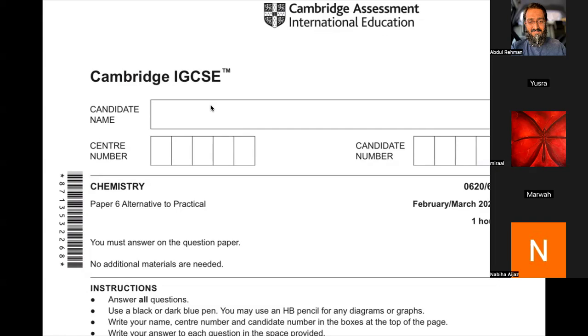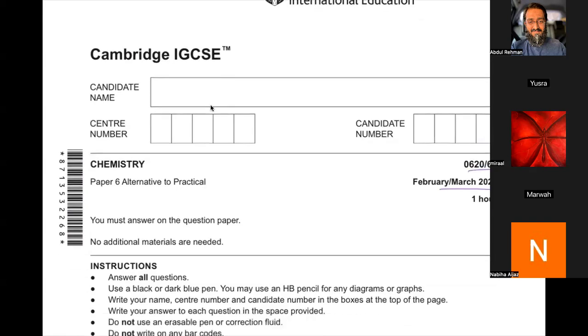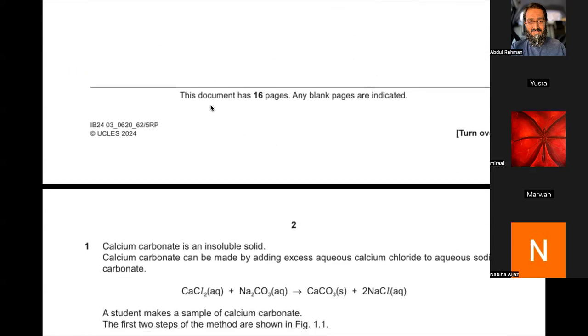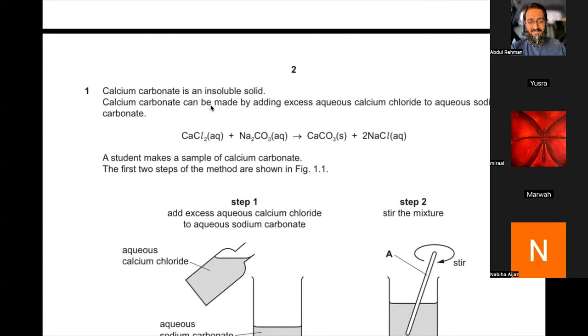IGCSE 0620 February March 2024, and the paper is 0620. Okay, let's start with question number 1. Calcium carbonate is an insoluble solid. Calcium carbonate can be made by adding an excess aqueous calcium chloride to aqueous sodium carbonate.